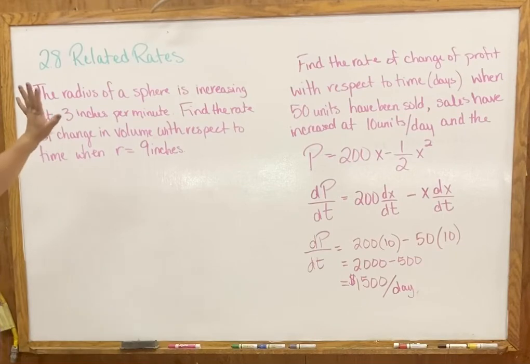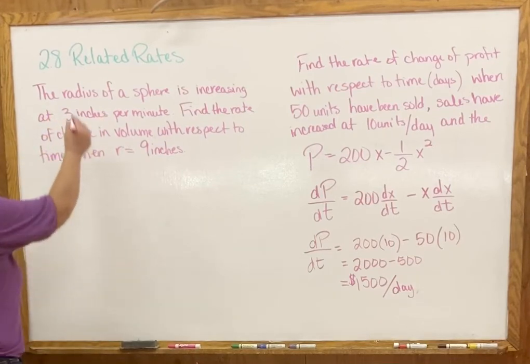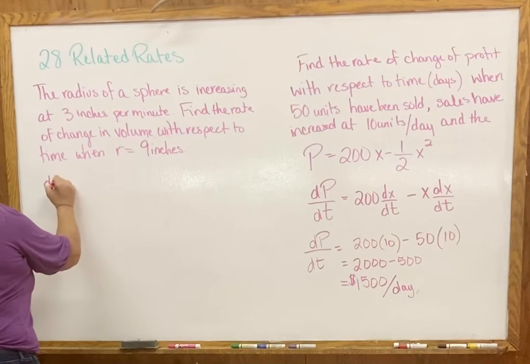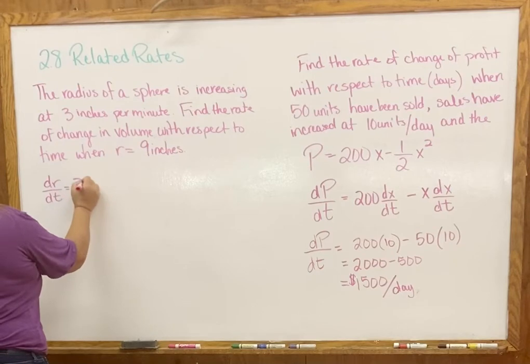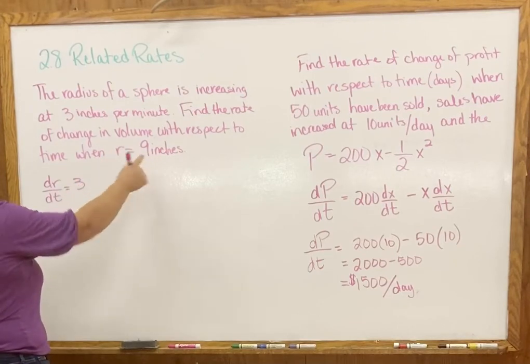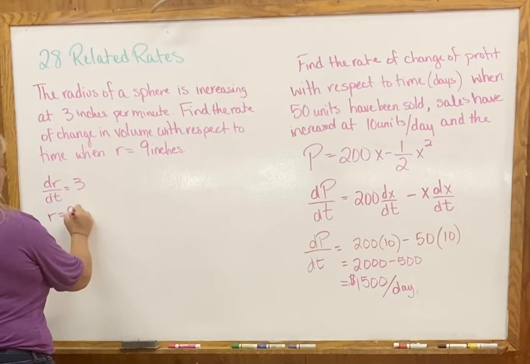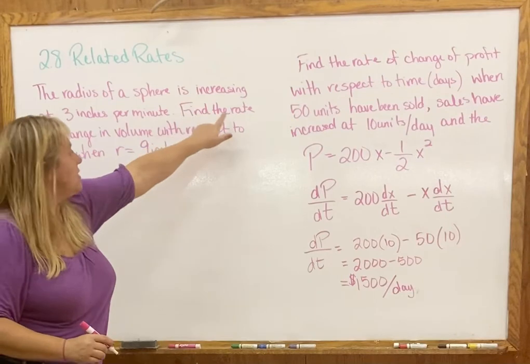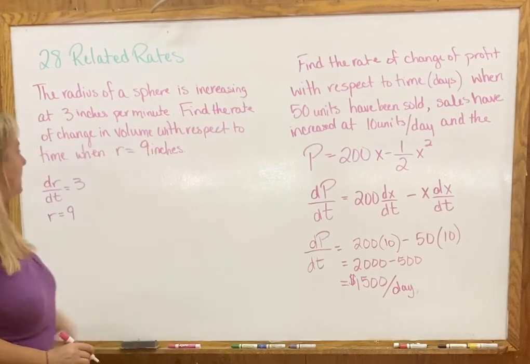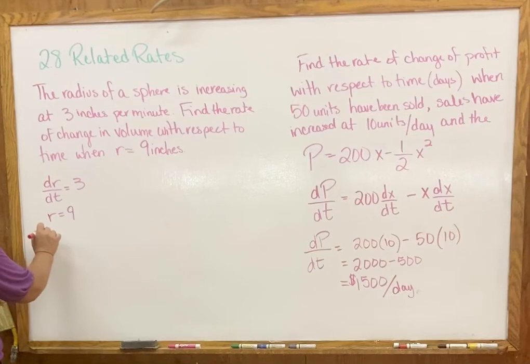So again, we want to write down what we have here. It says that the radius of this sphere is increasing at 3 inches per minute. So radius would be dr, but this is dr/dt, per minute, is 3. They've also told us flat out that the radius equals 9. Now what we want to find is the rate of change in volume with respect to time. So we're actually looking for dv/dt. And that's where we're headed.